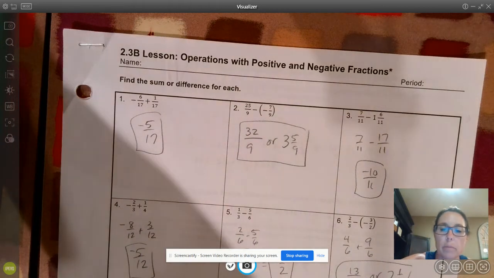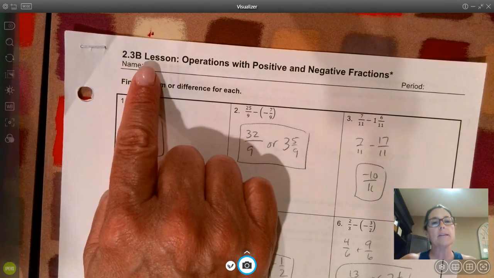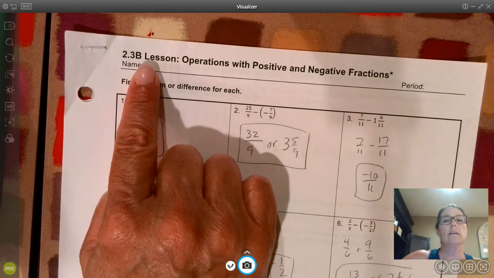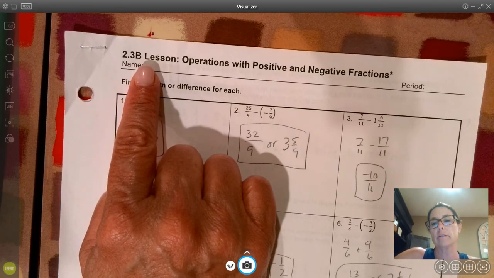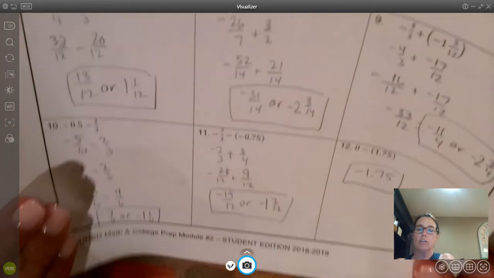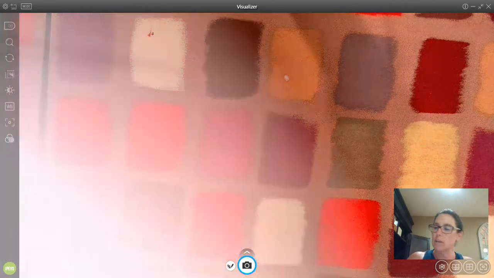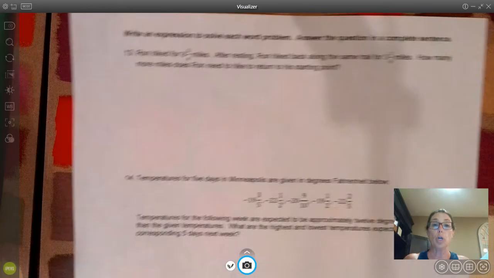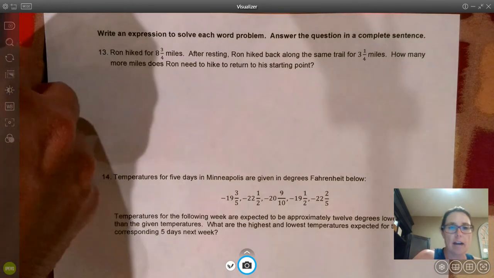Okay, all, it's super important to understand that 2.3b lesson, part one, is done in a Google form called Climb the Ladder. So all of these problems that you need to figure out are done through a Climb the Ladder. And then we're going to go ahead and finish the last three word problems in this lesson. So this is 2.3b lesson. Kind of think of it as part two. Part one was the climb the ladder activity.